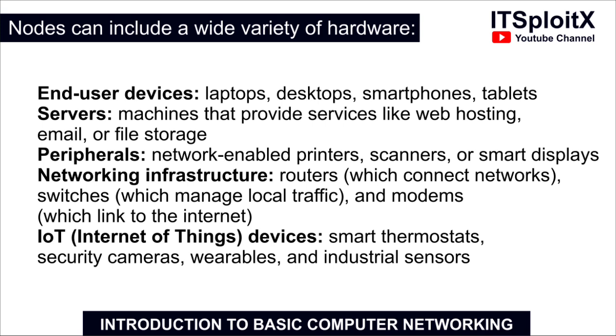Nodes can include a wide variety of hardware. End-user devices: laptops, desktops, smartphones, tablets. Servers: machines that provide services like web hosting, email, or file storage. Peripherals: network-enabled printers, scanners, or smart displays. Networking infrastructure: routers, which connect networks, switches, which manage local traffic, and modems, which link to the Internet. IoT, Internet of Things, devices: smart thermostats, security cameras, wearables, and industrial sensors.